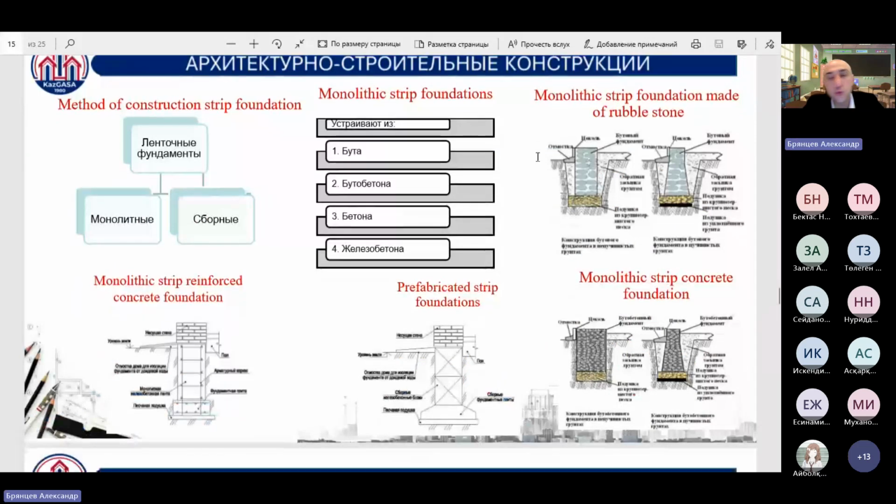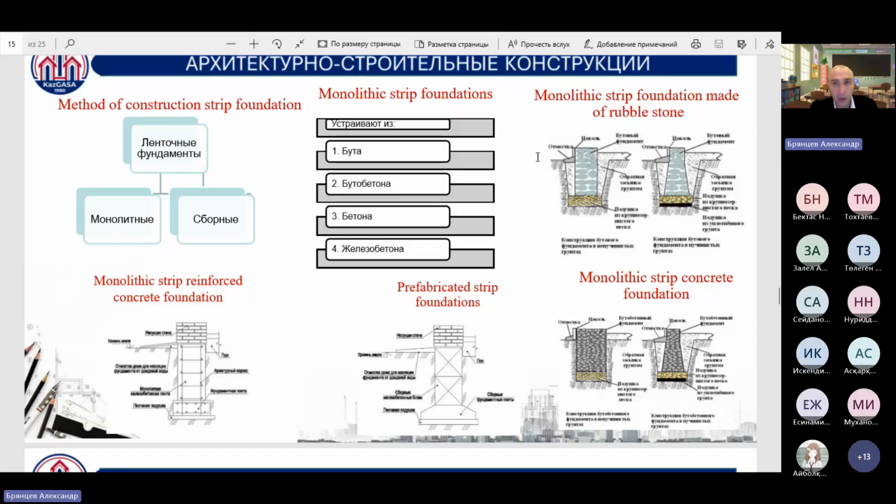The execution method. So how do we construct it? Execution method. Strip foundations. The first one is the monolithic strip foundation. It is arranged on site by using special formwork, опалубка, and reinforcement, армирование. So they are cast with concrete, rubble concrete, and rubble stone.